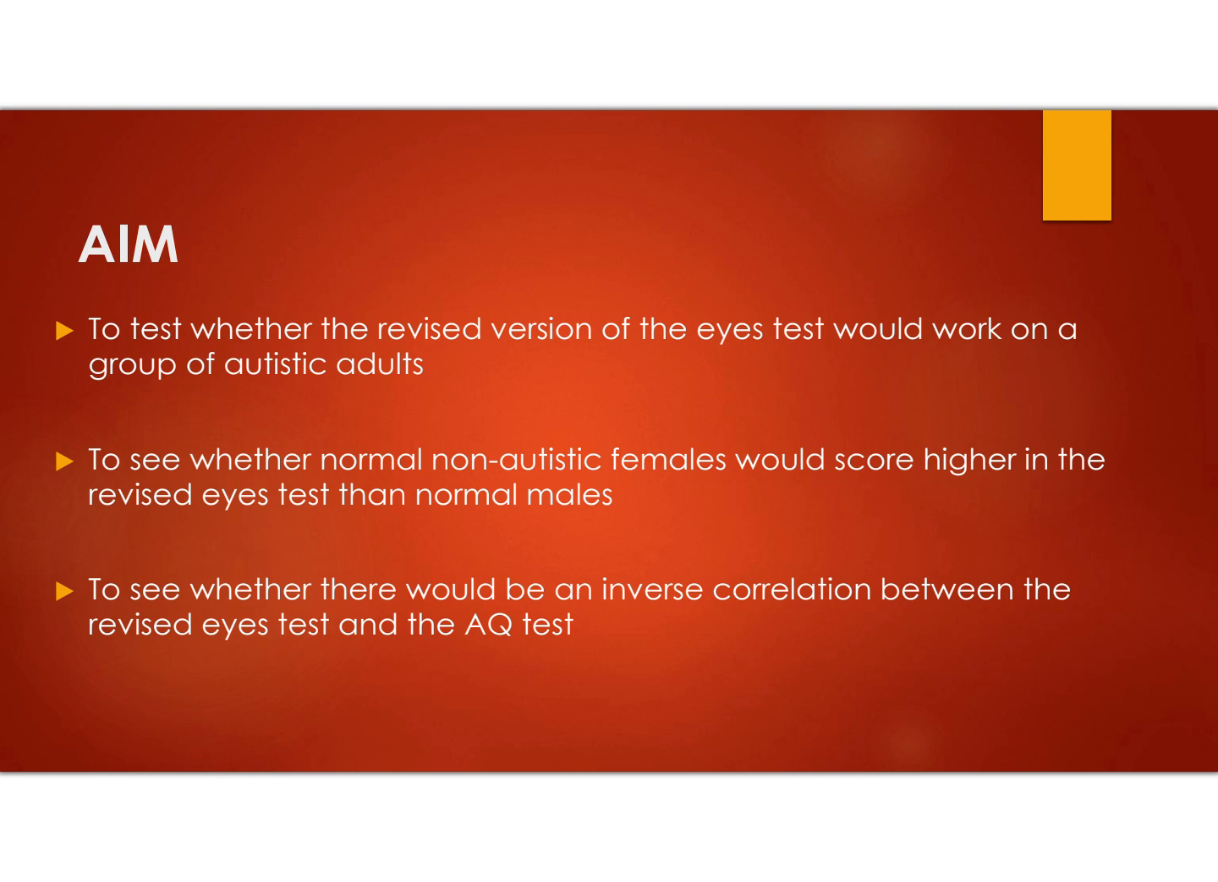And the third aim is to test for an inverse correlation between the eyes test and the AQ test. There's another test that will also be taken by the participants with the eyes test. It's called an AQ test, the autism quotient test. We look into this when we get into the procedure. But what this is basically saying is if you score high in the eyes test, you should score low in the AQ test, and vice versa. So we are expecting a negative correlation between these two tests.